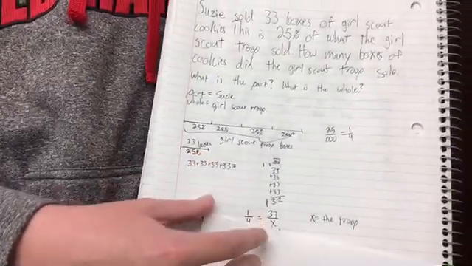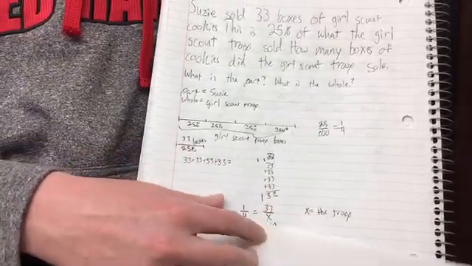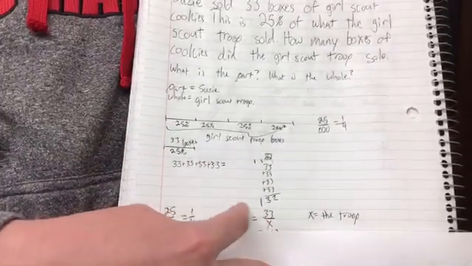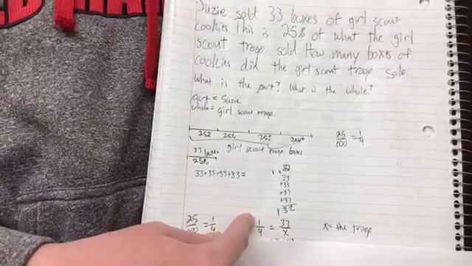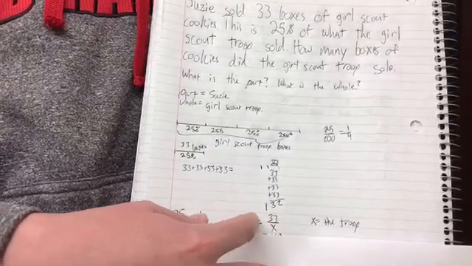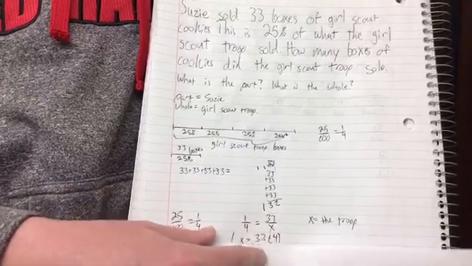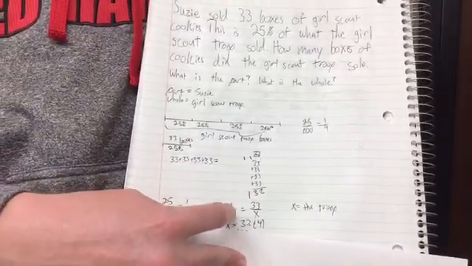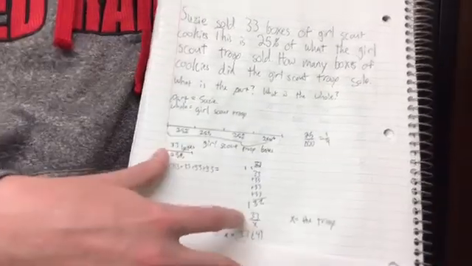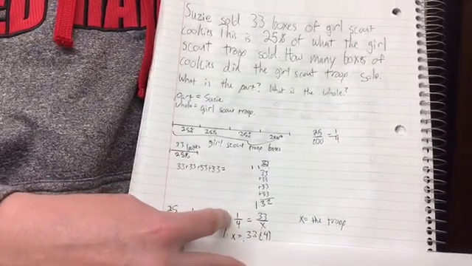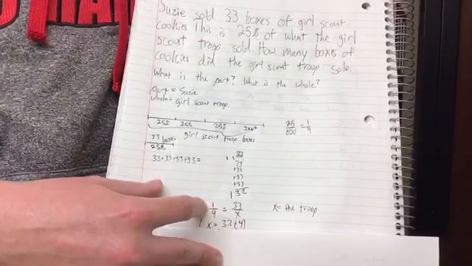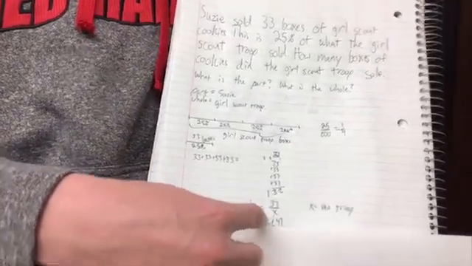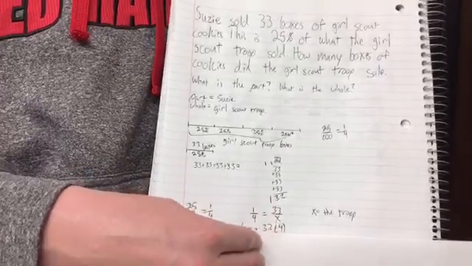So now we have 1/4 equals 33 over X, which means we need to separate the X to get it by itself on the other side. So we multiply by X on both sides to get this. And we also multiply by 4 on each side. So when we do this, we have 1 times X is equal to 33 times 4.